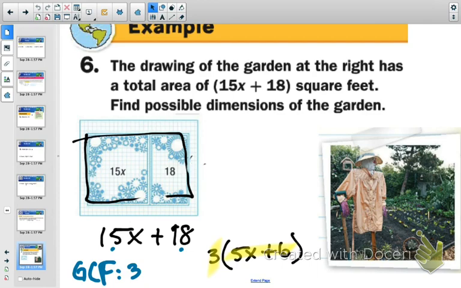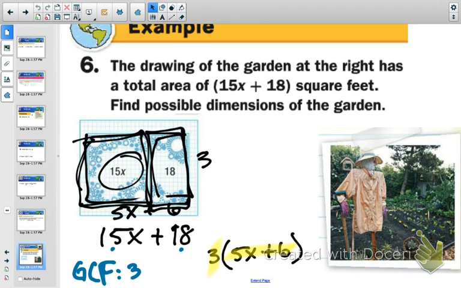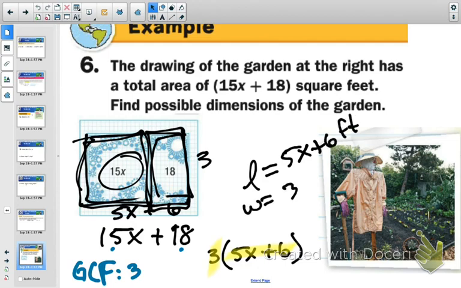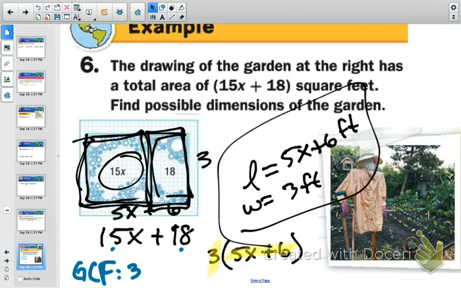So that means that this is probably 3. This one is probably 5x plus 6. So here's our 6 times 3 gives us the 18 here. 5x times 3 gives us the 15x here. So our length equals 5x plus 6 feet. Our width is 3 feet. Voila.